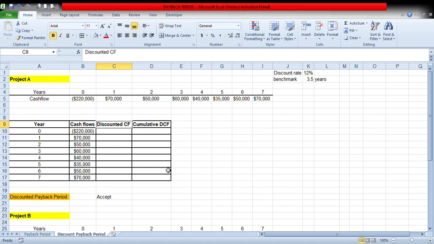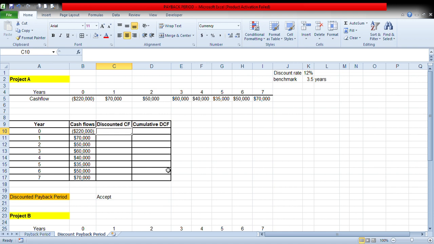The rate is the same and the benchmark is the same, 3.5 years. If our project is less than 3.5 years, we accept it, otherwise we reject. First of all we need to calculate the present value, also known as discounted cash flow. There are two ways to calculate the present value or discounted cash flow.